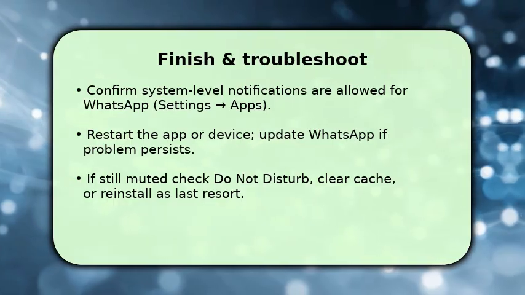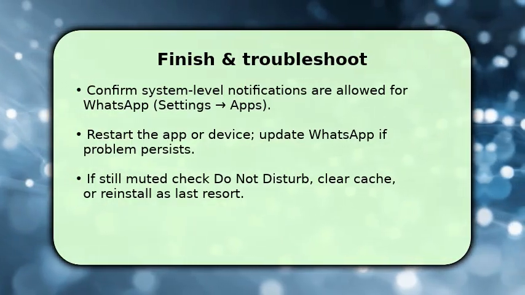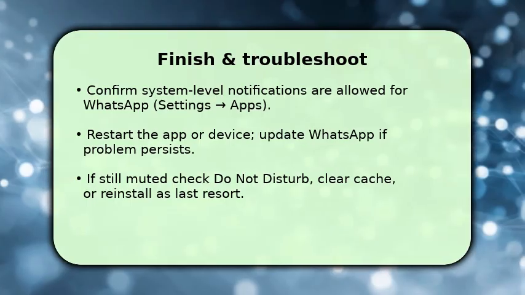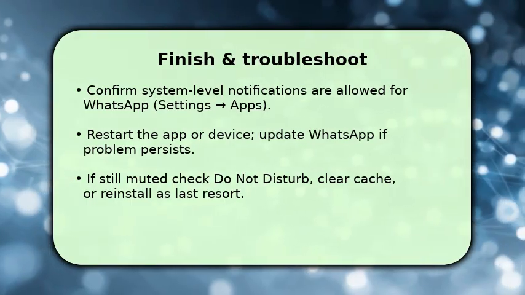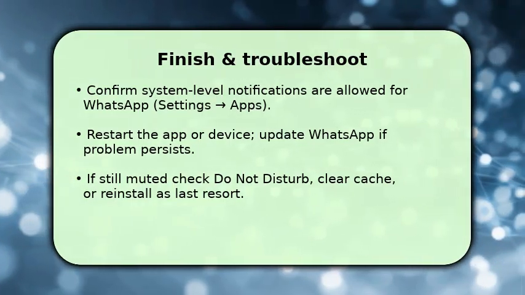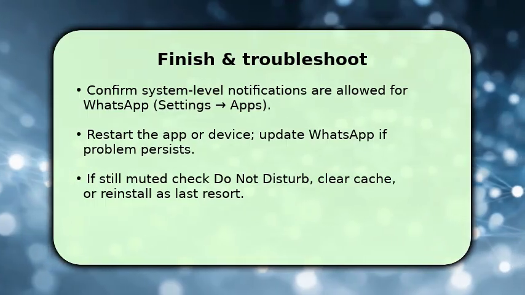Make sure WhatsApp is updated. If you still don't hear alerts, check Do Not Disturb and the app's notification channel settings. Clear cache on Android or reinstall as a last resort. Key troubleshooting tip.